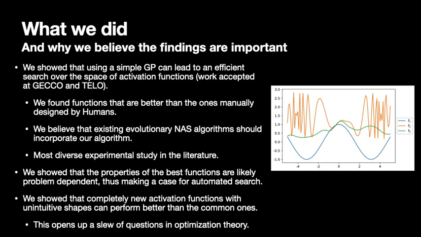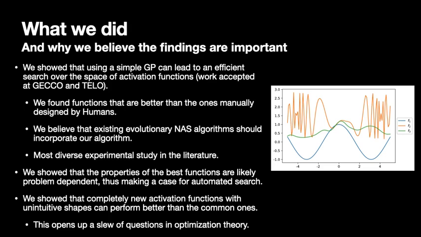So one interesting thing we did is we looked at the properties of the activation functions that are being favored by the evolutionary algorithm, and we found that the best properties are problem dependent. And that implies that you're not going to be able to run away from using trial and error if you're designing an architecture by hand or choosing an activation function or something. We think that makes a good case for using an automated search.